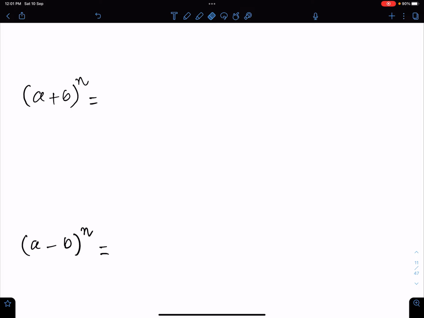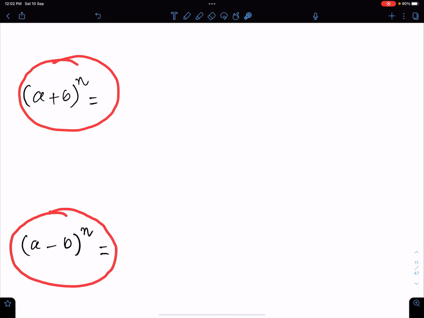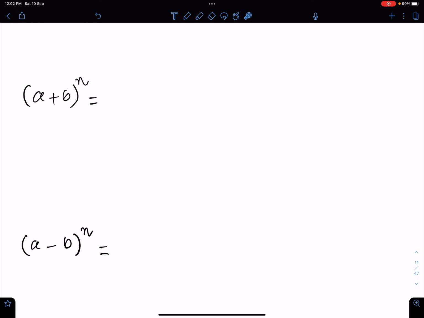Ameen. Alhamdulillahi rabbil alameen. In this lecture, we will learn how to expand binomial expansions of this type and this type. In both the expansions, the first term of the expansion is not 1. Now, let's understand how to expand this type of binomial expansion.